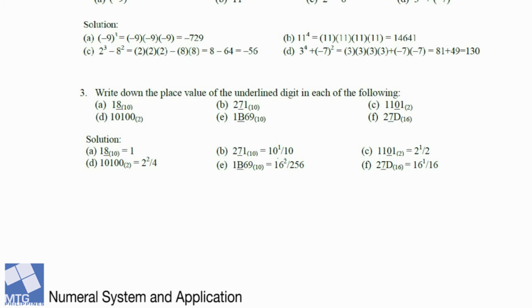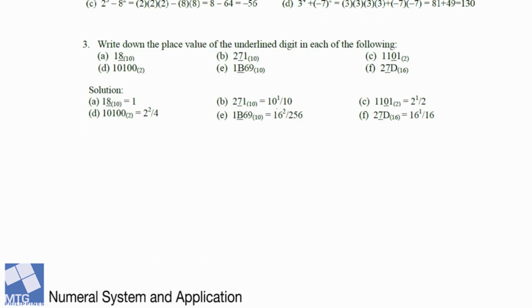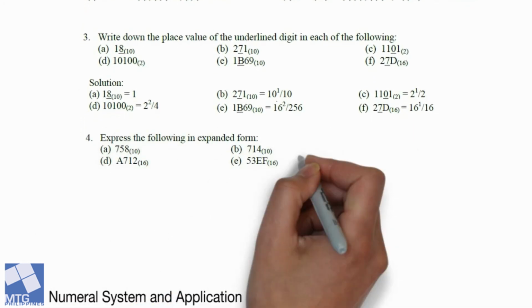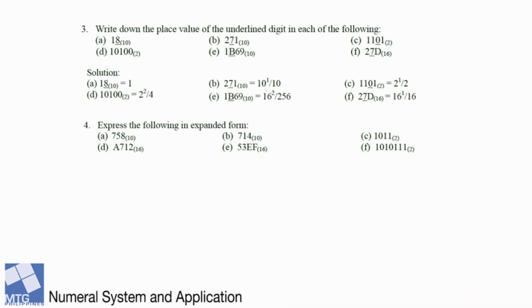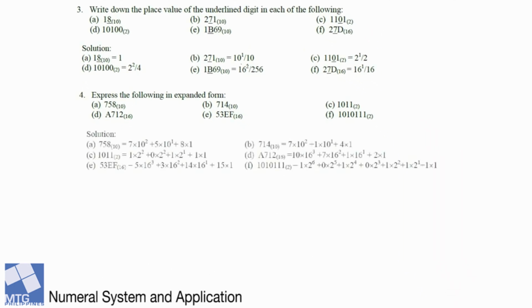For part F, we have 27D base 16. The underlined digit is 7. So we will have 16 raised to 2 minus 1. So we have 16 raised to 1 equals 16. For item number 4, we just need to write the following numbers in its expanded form. So for part A, we have 758. So this is equal to 7 times 10 raised to 2 plus 5 times 10 raised to 1 plus 8 times 10 raised to 0.